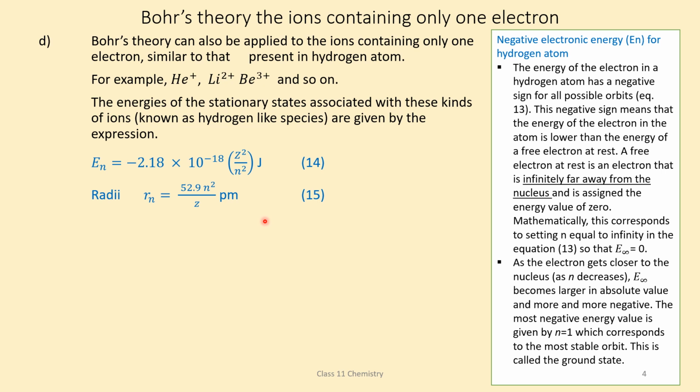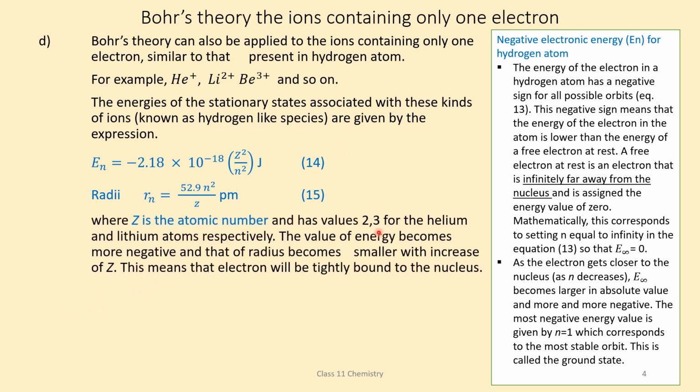Here Z is the atomic number and has values 2 for helium and 3 for lithium atoms respectively. The value of energy becomes more negative and that of radius becomes smaller with increase in the value of Z. This means that the electron will be tightly bound to the nucleus.